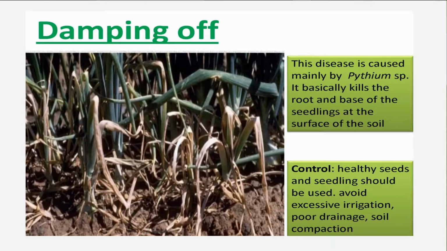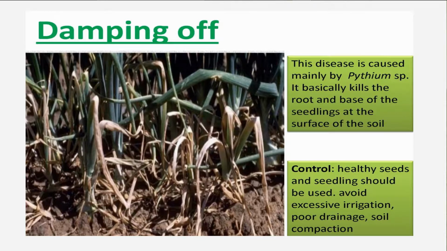We have damping off, and this normally occurs at the seedling stage, more or less, with your younger plants. Basically this disease is caused by Pythium, and it kills the roots and the base of the seedling at the surface of the soil.